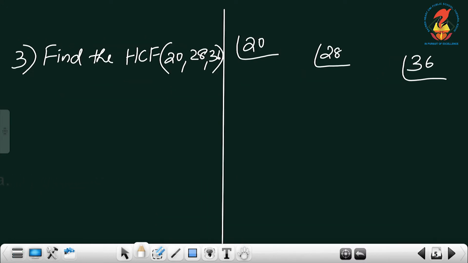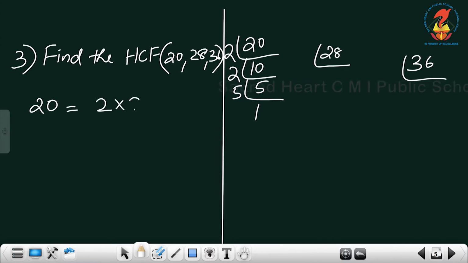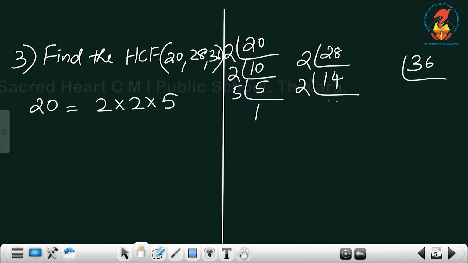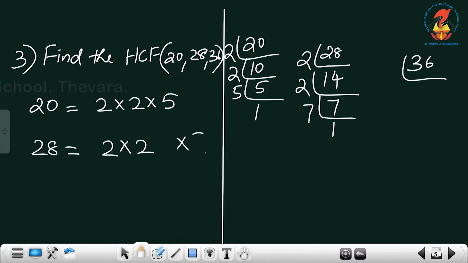Find the HCF of 20, 28 and 36. Least number 2, 10. 2, 5. 5, 1. So 20, we can write it as 2 into 2 into 5. Then 28, 2, 1, 14. 2, 7 2s are 14. 7, 1. So we can write 28 is equal to 2 into 2 into 7.